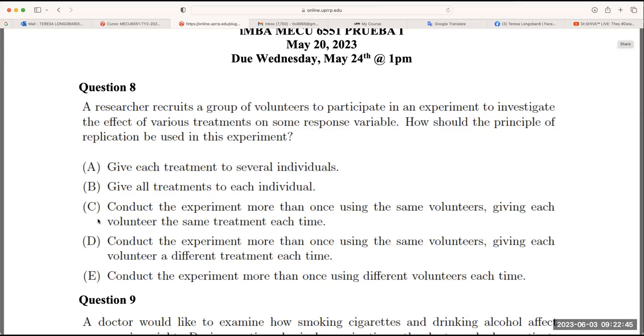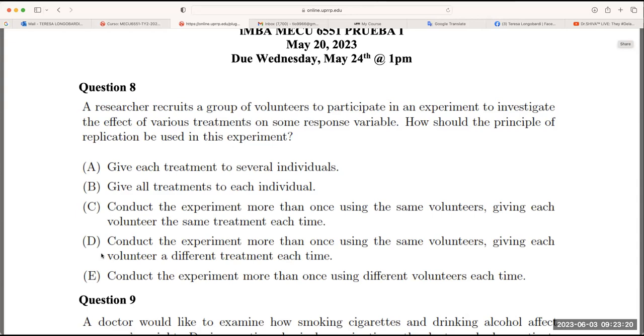individuals getting each treatment. I selected D because it says conduct the experiment more than once using the same volunteers, but giving each volunteer a different treatment. Sorry, let me go through all of them first. So C, conduct the experiment more than once using the same volunteers, giving each volunteer the same treatment each time. Okay, no. Conduct the experiment more than once using the same volunteers, giving each volunteer a different treatment. No, you can't do that because with human subjects, giving them the different treatments.